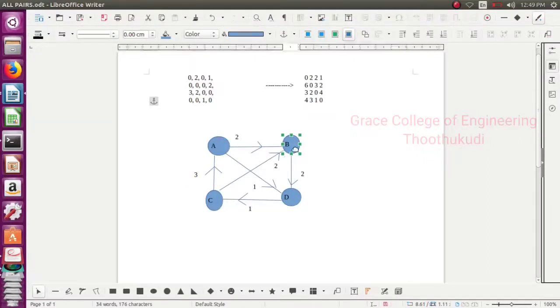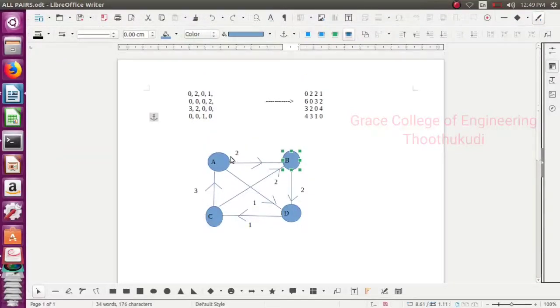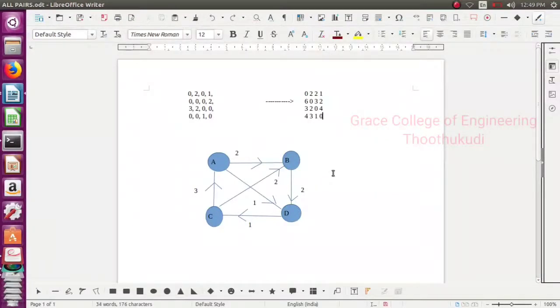Next you start the vertex from B. From B to A, we have only one path: B to D, D to C, C to A. So the total cost is 5, no, 6. The total cost is 6 here. Then next, B to C. Here also we have only one path, so the shortest distance is 3. Then next one, B to D. In B to D we have a direct path. The shortest distance is 2.